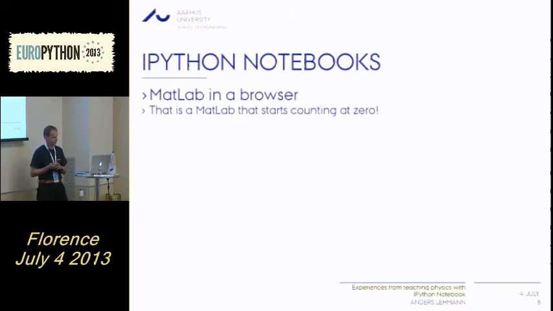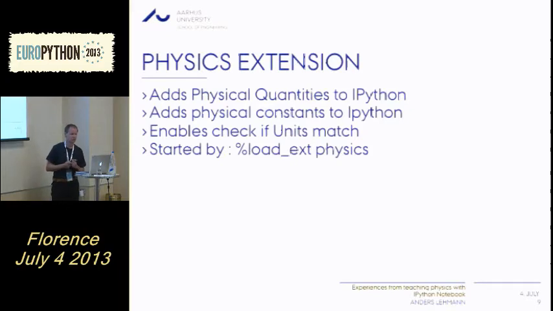So one thing that's not by default in the notebooks that really is needed when you're teaching physics is a way of calculating with physical quantities. But luckily, there's a physics extension, which is a small Python file which defines physical quantities, and this file has a way of registering itself into the iPython system, so that it can do tricks. I'll show you a small demo.